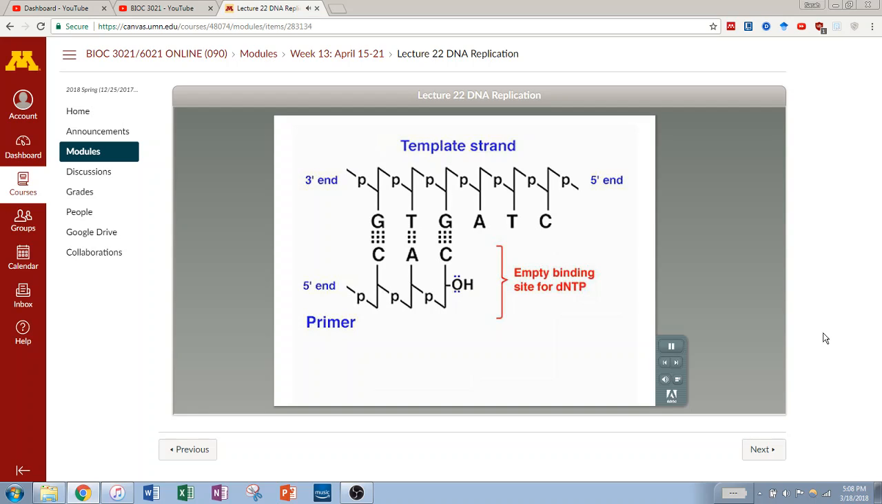So, for example, if the template strand has a sequence ATC running 3' to 5', the new complementary strand will have the sequence TAG running 5' to 3'. The base pairing of the template and copy is A to T and G to C. The first slide shows a primer sequence CAC with a free 3' hydroxyl group. There's an empty binding site for dTTP across from the adenosine A residue on the template.